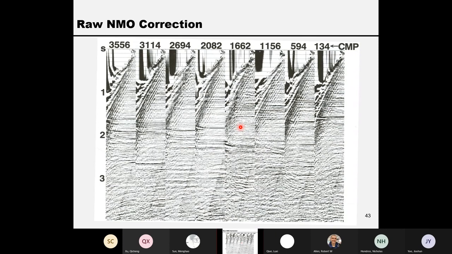That's a real data example for different CMPs, right? That's the same. And the near offset on the right-hand side and the flat layer here, right? You can see slightly the far offset, you have a distorted waveform because of the stretching factor, right? So you need to mute this out.